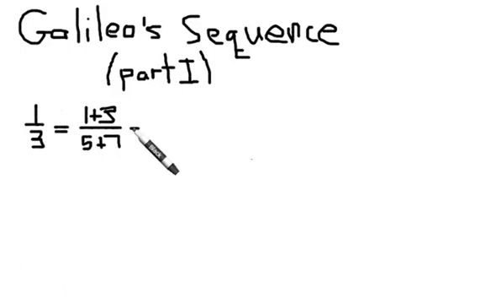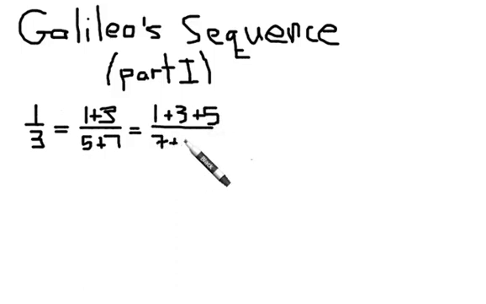Okay, so we try this again. We add the first 3 odd numbers. 1 plus 3 plus 5 is 9. And we'll divide that by the next 3 odd numbers, 7, 9, and 11. And let's see, we get 9 over 27, which again is 1/3.